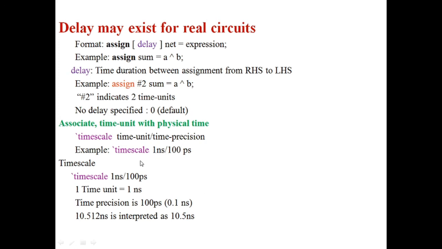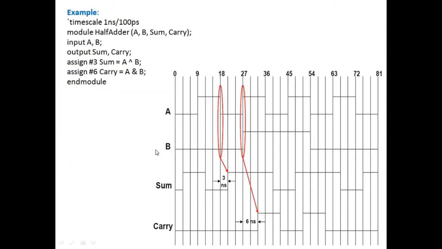Meanwhile, you just notice if I am having assign #2 sum equal to a exclusive or b. So #2 is nothing but 2 time units. So what is the time unit here? If here it is 1 nanosecond by 100 picoseconds, that means 2 time units, 2 nanoseconds. If I am having #50, it is 50 nanoseconds. If I am having #20, it is 20 nanoseconds, like that.